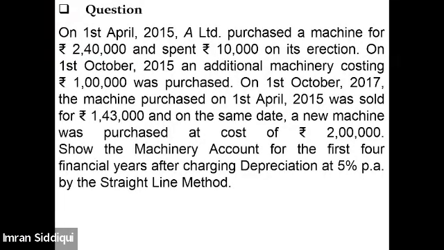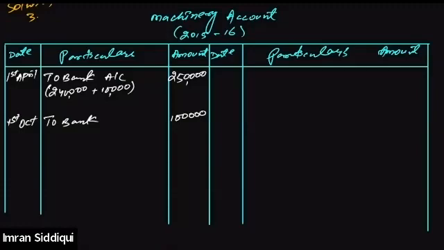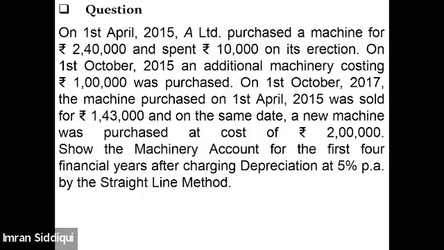Then it says on 1st of October, the machine purchased on 1st of April 2015 was sold for rupees 1,43,000. When we sell the machine, will we receive cash or will there be an outflow of cash? We receive cash, so ultimately bank account will be debited.